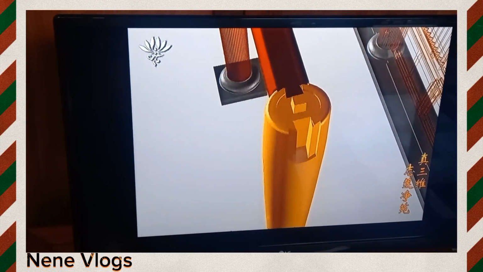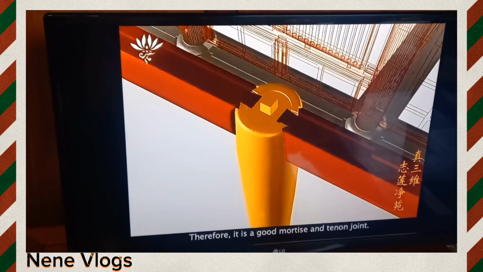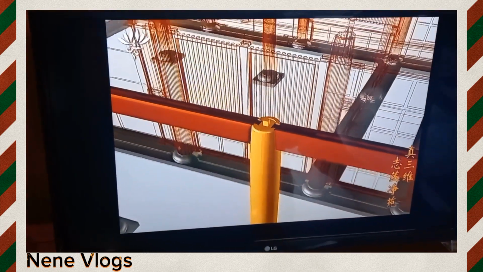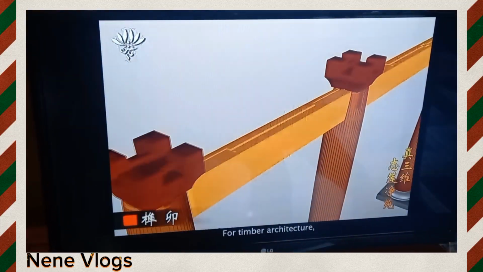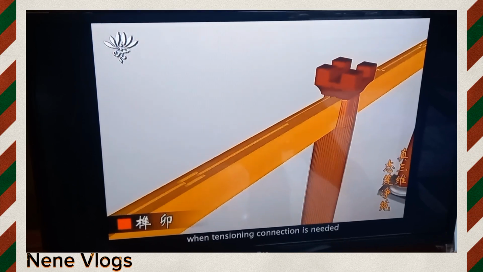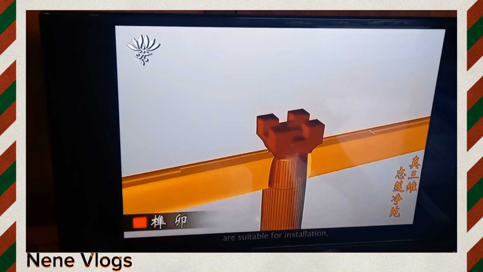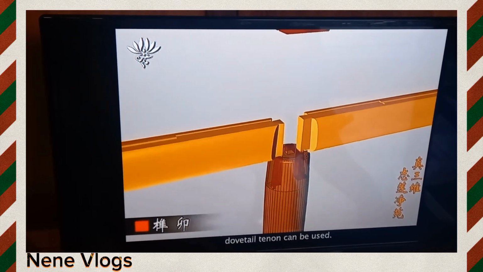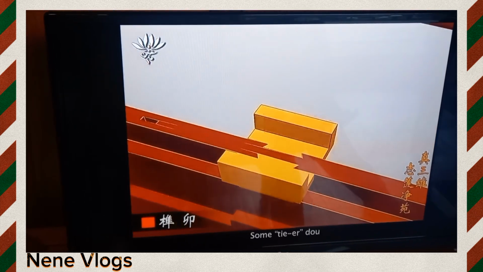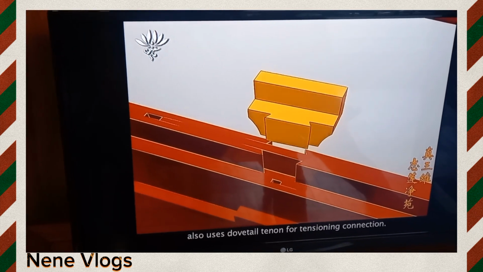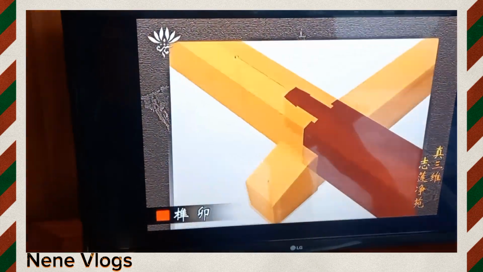After the tenon is fixed, it would not be pulled out from the component. Therefore, it is a good mortise and tenon joint. For timber architecture, when tensioning connection is needed, and when both top-up and bottom-down methods are suitable for installation, dovetail tenon can be used. Some little dou also uses dovetail tenon for tensioning connection.